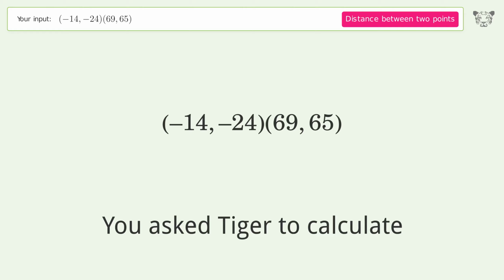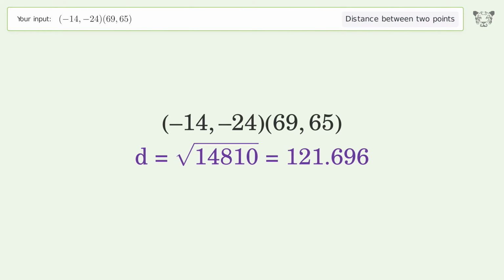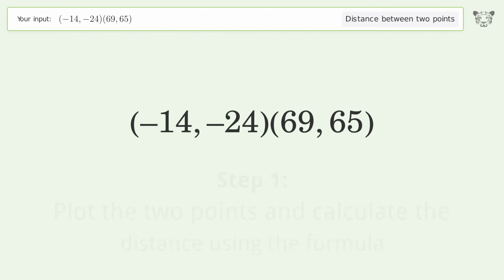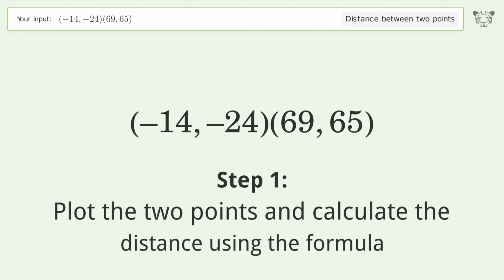You ask Tiger to calculate. This deals with the distance between 2 points. The distance between the 2 points is the square root of 14,810 or 121.696. Let's solve it step by step. Plot the 2 points and calculate the distance using the formula.